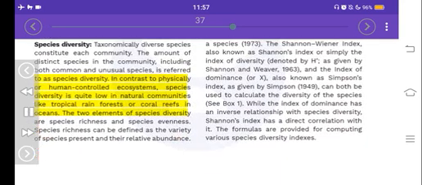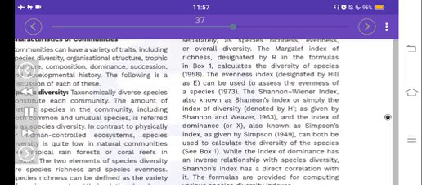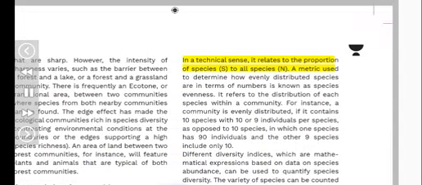The two elements of species diversity are species richness and species evenness. Species richness can be defined as the variety of species present and their relative abundance. In a sense, it relates to the proportion of species S to all species N. A metric used to determine how evenly distributed species are in terms of numbers is known as species evenness. It refers to the distribution of each species within a community. For instance, a community is evenly distributed if it contains 10 species with 10 or 9 individuals per species, as opposed to 10 species, in which one species has 90 individuals and the other 9 species include only 10.